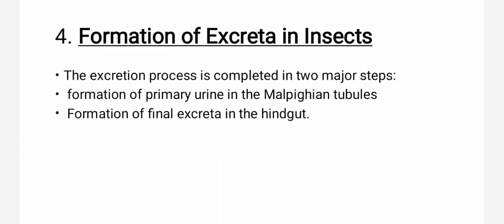Next is the formation of excreta in insects. The excretion process is completed mainly in two major steps. The first one is formation of primary urine in the Malpighian tubules, and the second one is formation of final excreta in the hindgut.